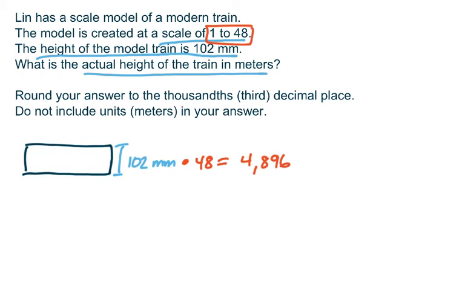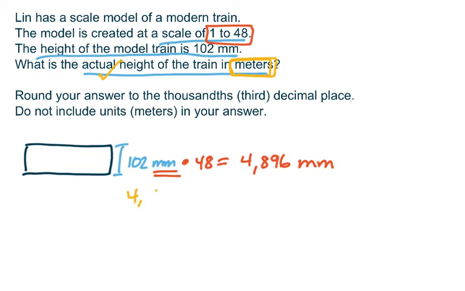4,896. The question is 4,896 what? Because we're using a scale, since we started with millimeters, we're ending with millimeters. So 4,896 millimeters. The only problem here is that the question says, what is the actual height in meters? So I used my scale to find the actual height, but I haven't found it in meters yet.